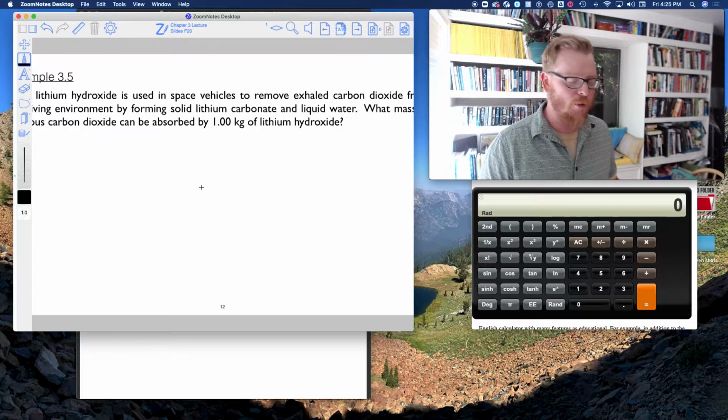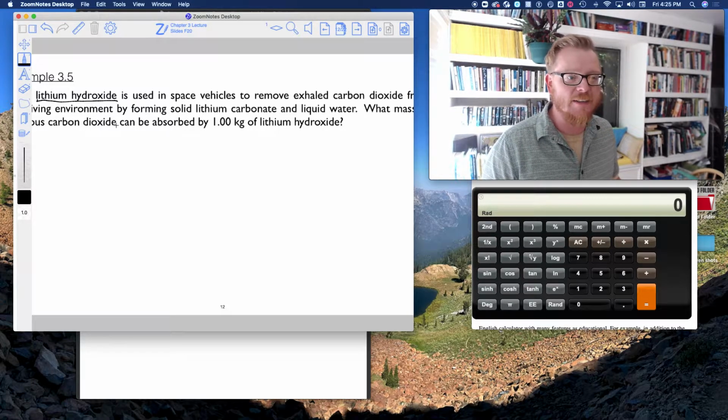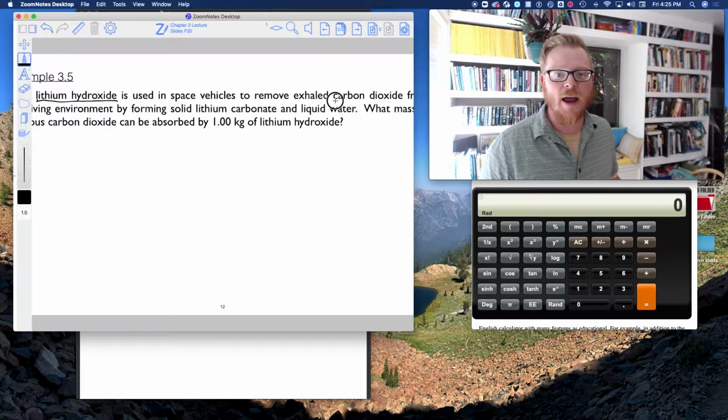I think you should be able to read it from your own notes, but it says solid lithium hydroxide, and every time I see a chemical name or some useful information, I'm gonna underline it, right? Solid lithium hydroxide is used in space vehicles to remove exhaled carbon dioxide from the living environment by forming solid lithium carbonate and liquid water. What mass of gaseous carbon dioxide can be absorbed by 1 kilogram of lithium hydroxide?